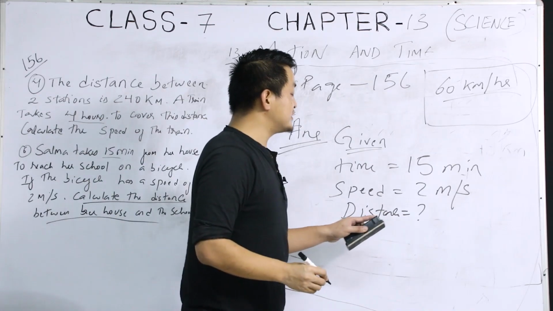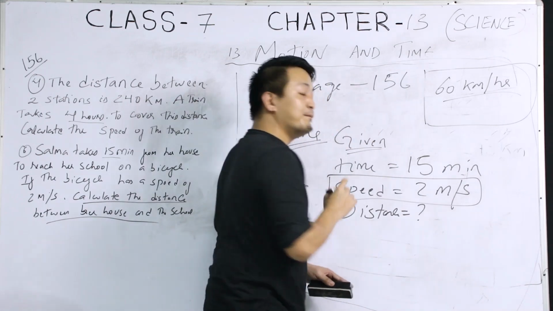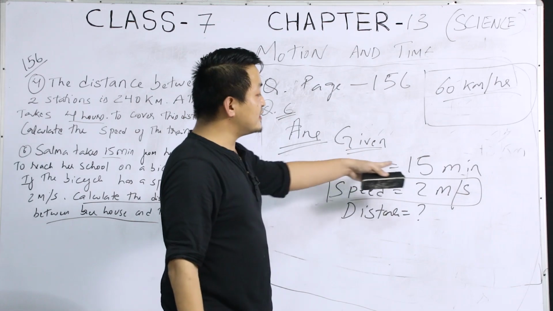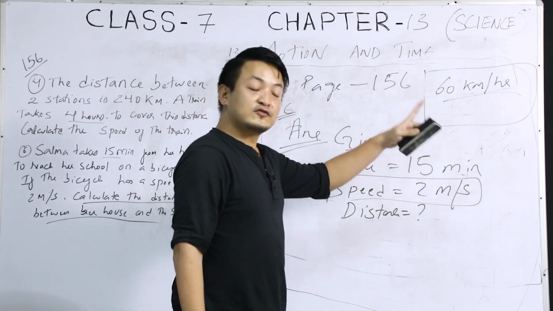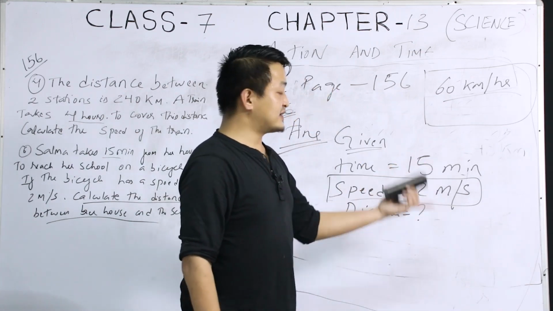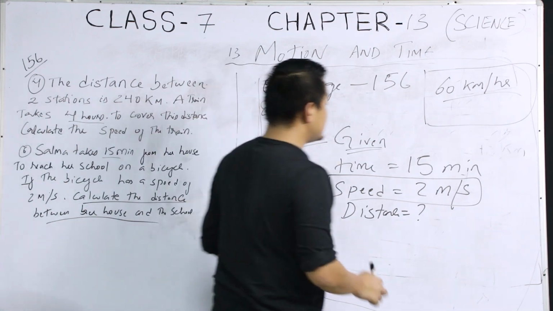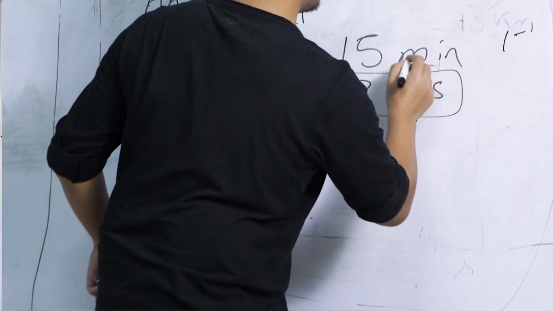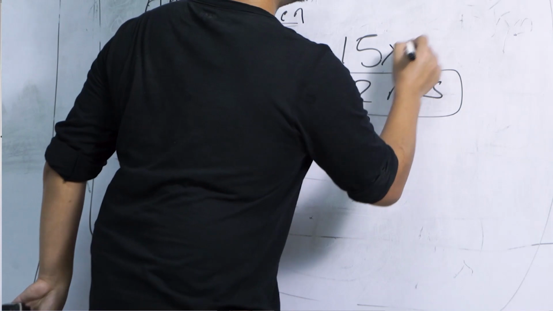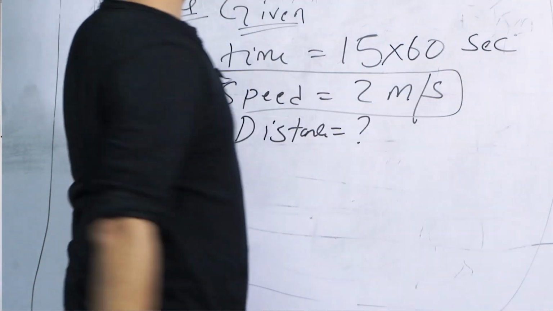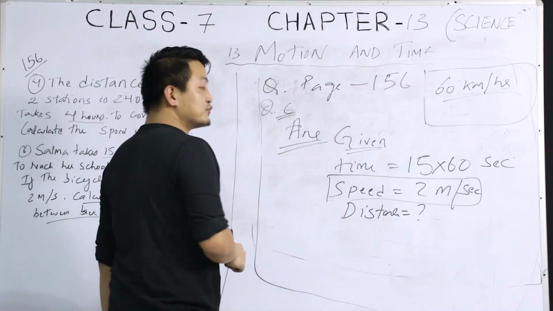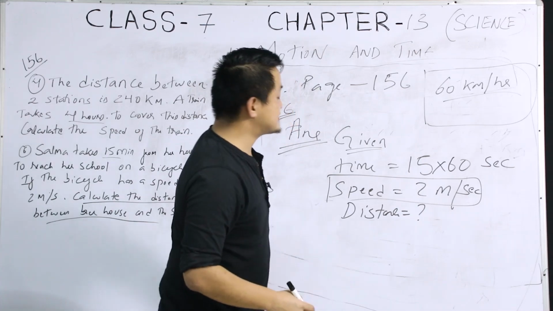Clear? But students, I have already explained that the basic unit of speed is meter per second. And the time here they have given in minutes. So before we apply the formula, you have to convert this 15 minutes into seconds. So what you have to do is you have to multiply this one into 60. See, 15 into 60. Now we have already converted this one into seconds. So we are done with the conversion. Now let's solve this numerical together.